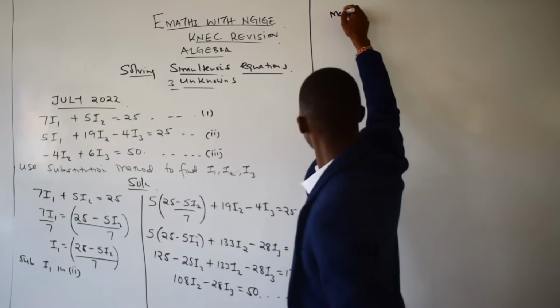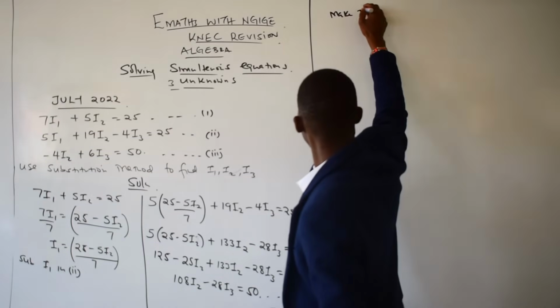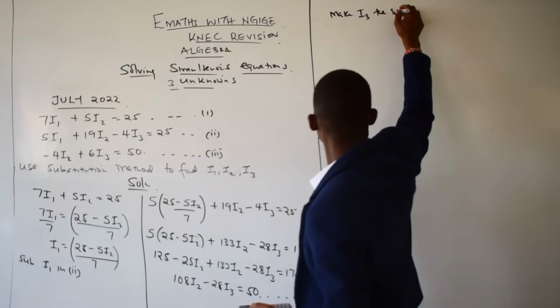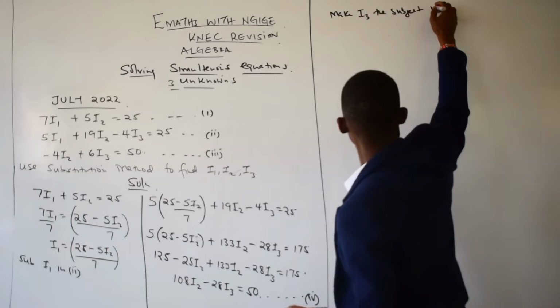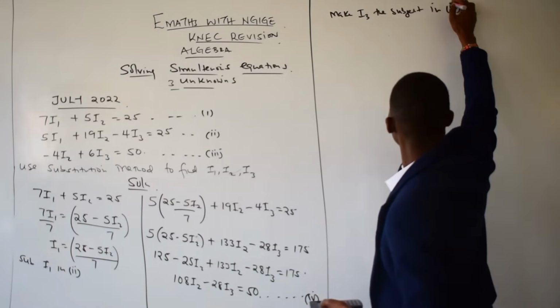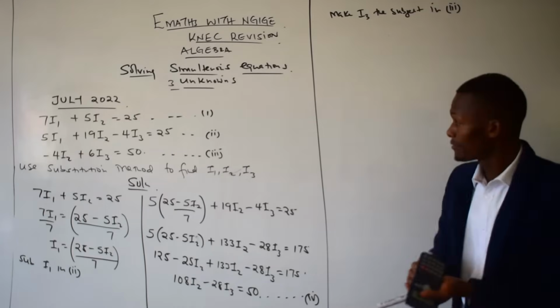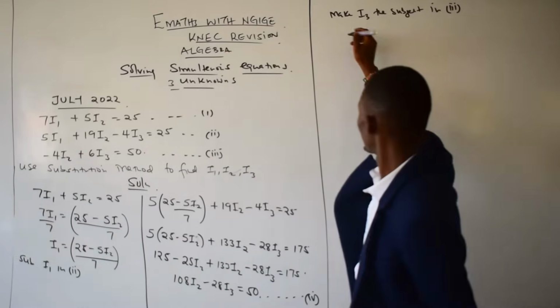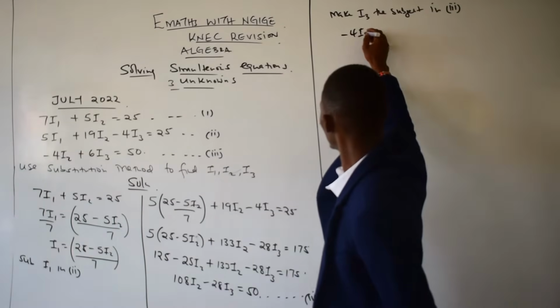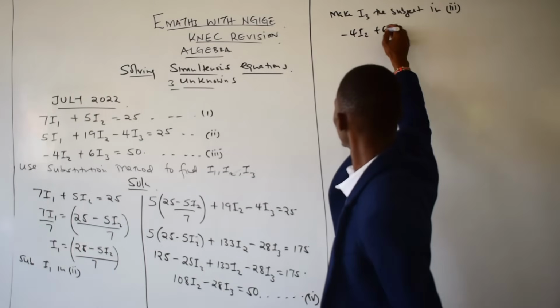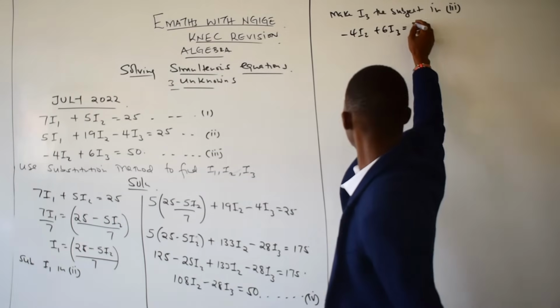Make I3 the subject in equation number what? Equation number 3. So naming your equations is important so that you can have a flow of your work. So now we have negative of 4i2 plus 6i3 equals to 50.